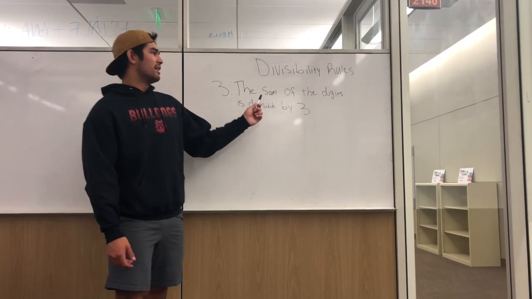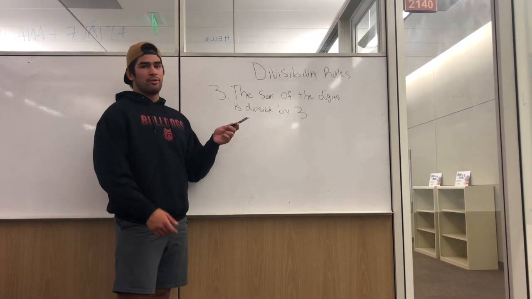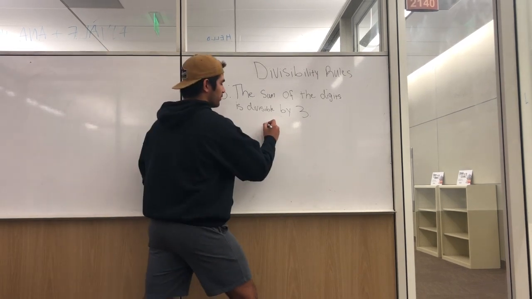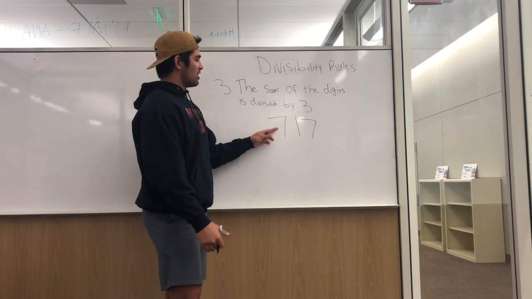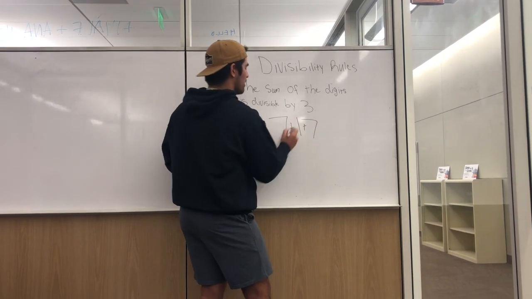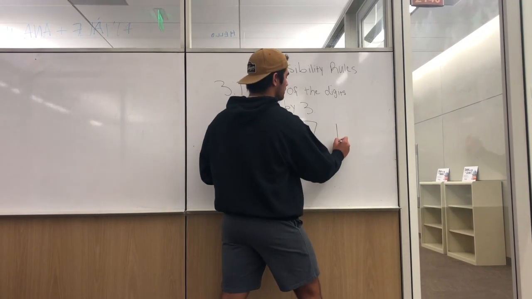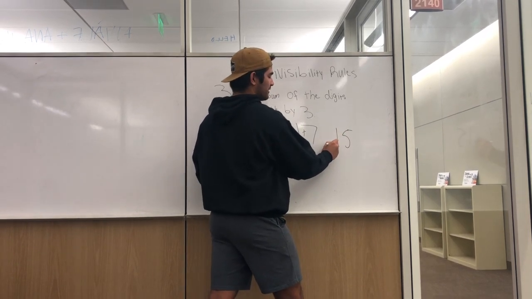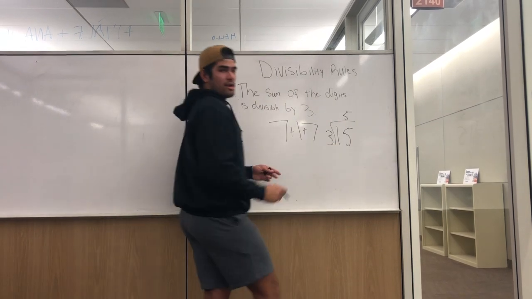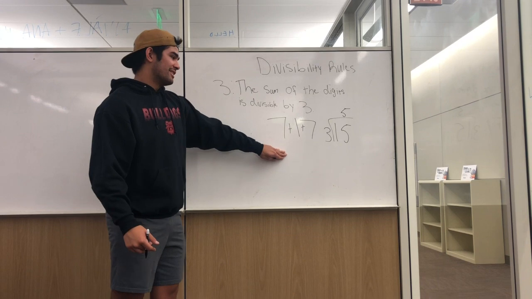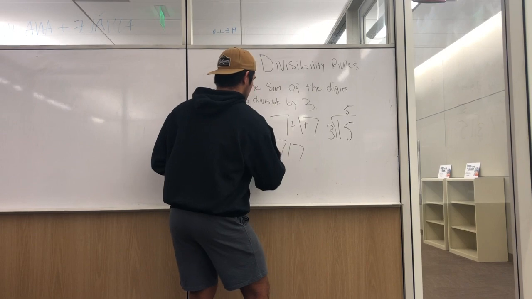Okay, so now I'm gonna cover the divisibility rule of 3. And the rule is that the sum of the digits is divisible by 3. So what that means is, for example, if we have 717, and if we're trying to find what it's divisible by, we'd add these up right here. So 7 plus 1, that's 8. 8 plus 7, that's 15. So then this number is divisible by 3, which it is, 15 divided by 3 is 5. So that's how we know that 717 is also divisible by 3. 7, 1, 7, check.